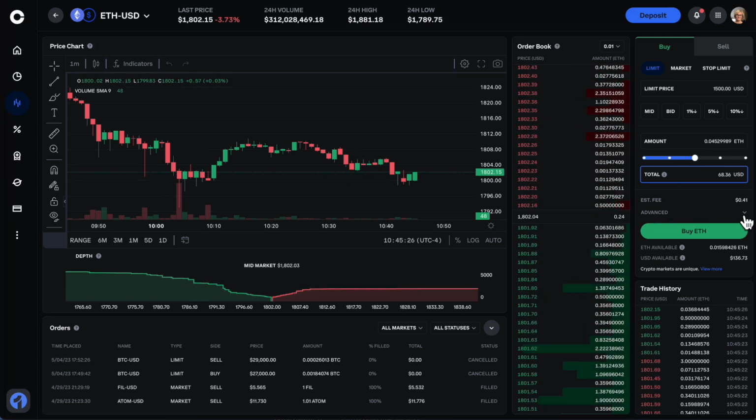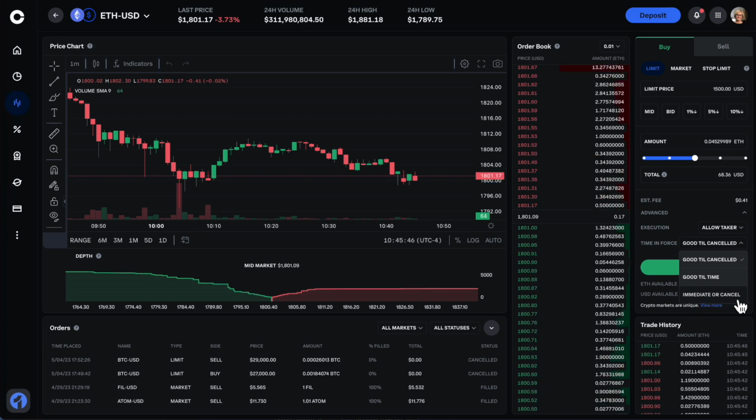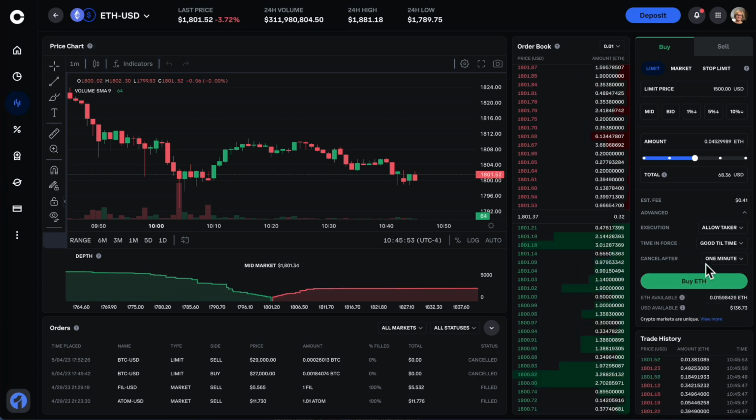Now, if you click on advanced, this tiny little tab here, it allows you to designate how long you want this limit order to sit on the desk. So you can say good until canceled, which is indefinite, or you can put a time, or you can say immediate or cancel. I'm not sure what time period that involves, but that's there as an option. Good till time. You have option 1 minute, 1 hour, 1 day. So it's nice to have those options there. You can make it indefinite if you want. You just have to remember that it's sitting there.